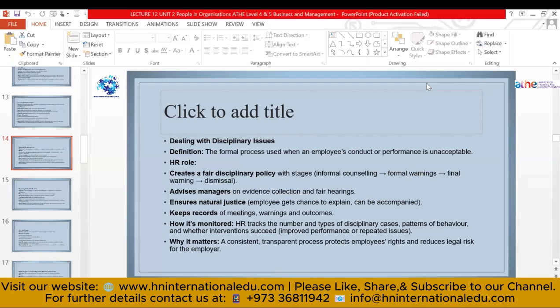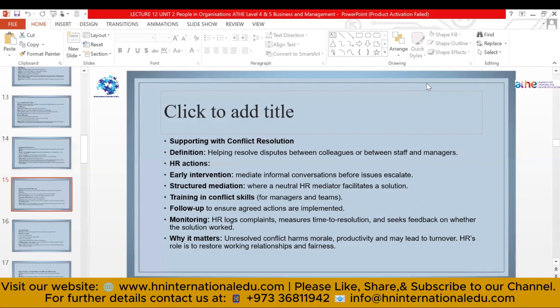Why it matters: a consistent, transparent process protects the employee's rights and reduces the legal risk for the employer as well. Employer, the one who has employed you in the work. Obviously, a manager is to an employee, but for you, it's an employer.